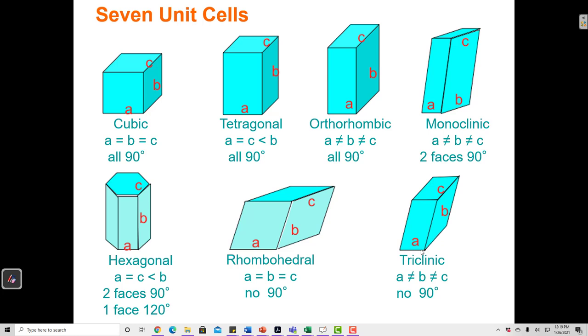We see the arrangement of atoms, we see where the atoms are, because the X-rays bounce off those atoms and create specific patterns. And that gives us information about the lengths between the atoms and the angles in a unit cell. So then we can say definitively that once we have an X-ray diffraction analysis of a solid, we can characterize it as one of these seven unit cells.